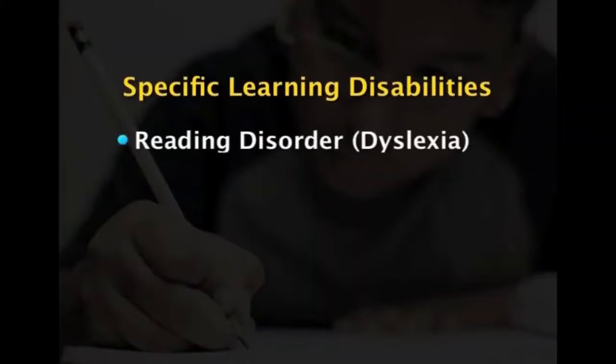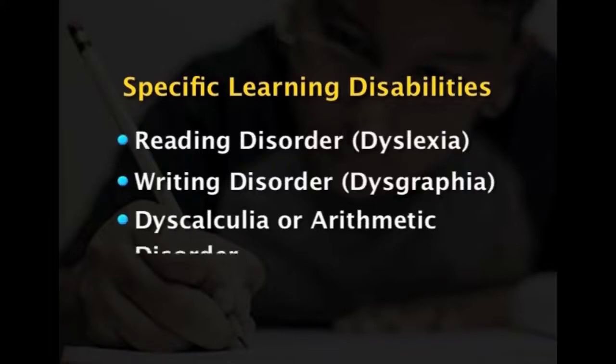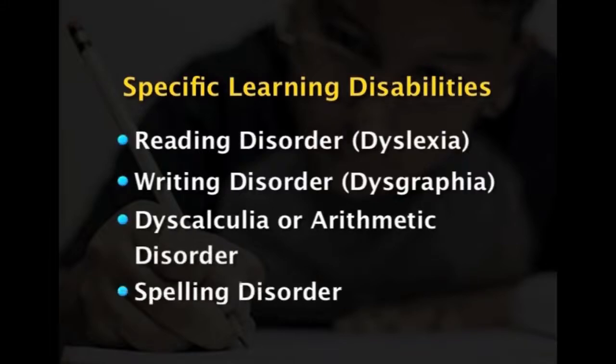Then, after this, we go on to see the specific learning disabilities. The specific learning disabilities include the reading disorder, the writing disorder, dyscalculia or arithmetic disorder, and spelling disorder. Reading disorder or dyslexia. It is generally characterized by difficulties with the alphabet, with recognition, decoding, spelling and comprehension.